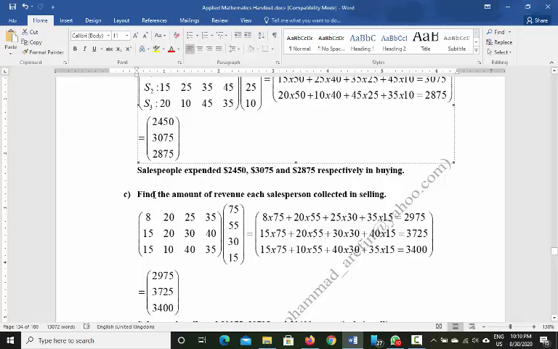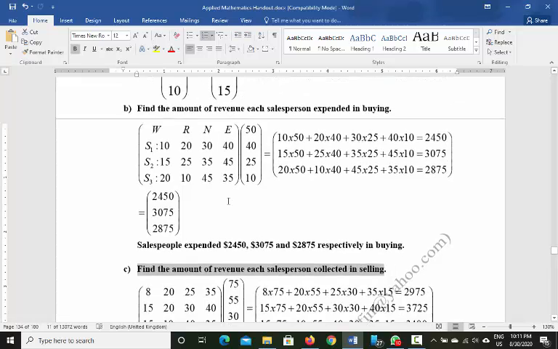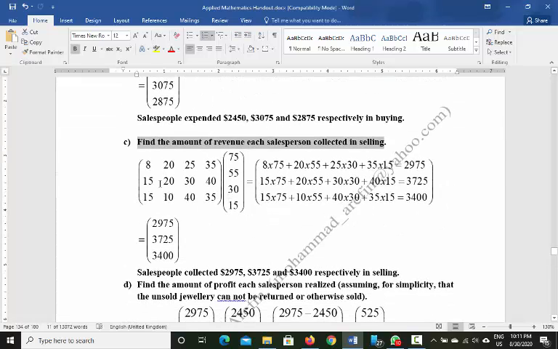Now the question, the third question, is asking: find the amount of revenue each salesperson collected in sales. That means how much they have sold, how much revenue they have earned by selling, right? So now we will include the same thing here. Now we will include the sales price, and the sales matrix.